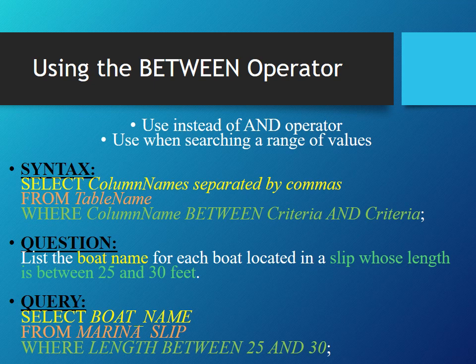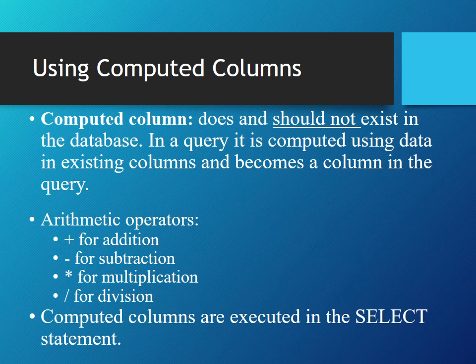Next, we will talk about computed columns. A computed column does not and should not exist in the database. In a query, it is computed using data in existing columns and becomes a column in the query itself. Arithmetic operators used for computed columns are plus for addition, minus for subtraction, asterisk for multiplication, and slash for division. Note, computed columns are formed and executed in the select statement.